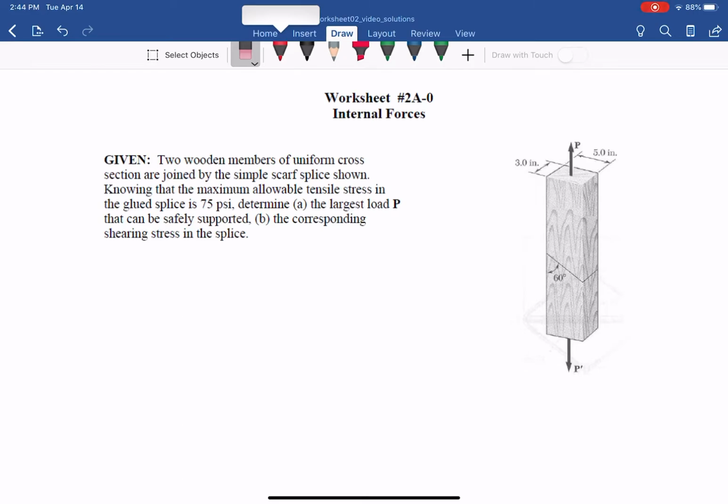The two wooden members of uniform cross section are joined by the simple scarf splice shown. Knowing that the maximum allowable tensile stress, that is the normal stress, in the glue splice is 75 psi, determine two things: the largest load P that can be safely supported and the corresponding shearing stress in the splice. So from that you can separate a member, and let's consider the bottom one.